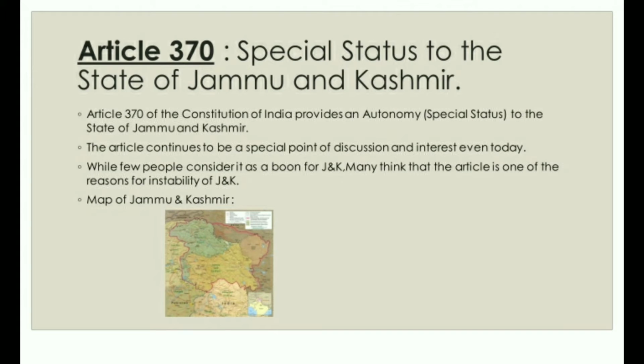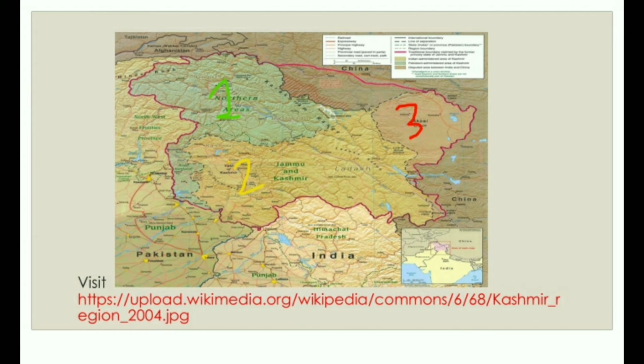The map of Jammu and Kashmir is shown in the video. The regions are numbered 1, 2 and 3. Region 1 is Pakistan-occupied Kashmir. Region 2 is Kashmir under Chinese control. And Region 3 is Kashmir under Indian control. For full view of the map, refer to the link given in the video description.